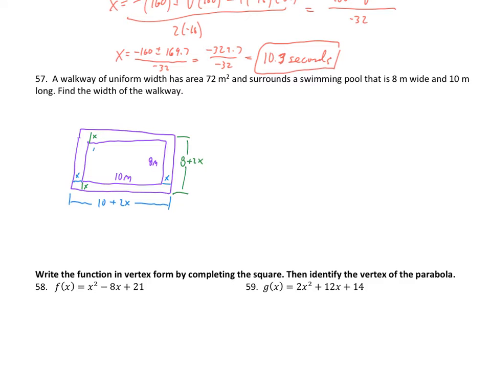So we know this pool has an area of 80 meters squared. They're telling us that this walkway has another 72 meters squared. So 80 plus 72 is 152. So that's the total area of everything.